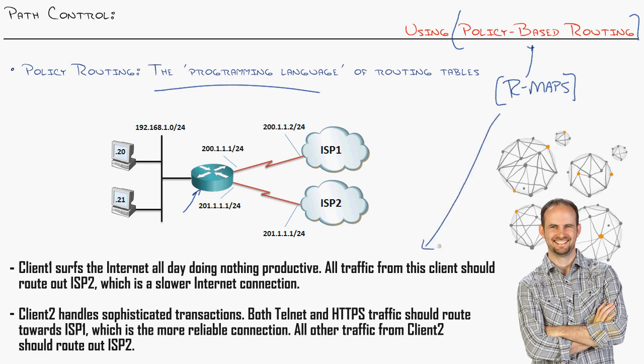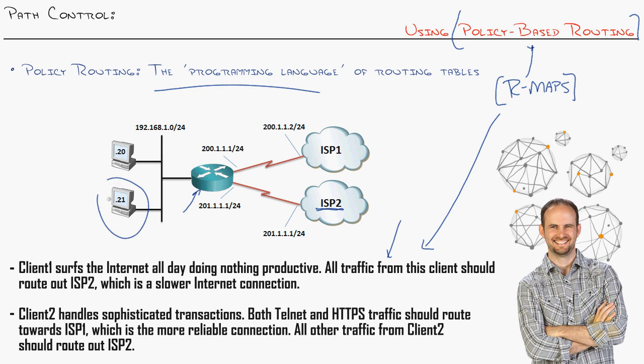This actually paints a perfect picture. Take a look at this scenario. We've got client one who surfs the internet all day doing nothing productive. Actually, I know a lot of people like that. But all traffic from this client should route out ISP2, which is a slower internet connection. So management has approved it. They know what's going on. They're just like, yeah, route that guy with the slow internet connection, right?